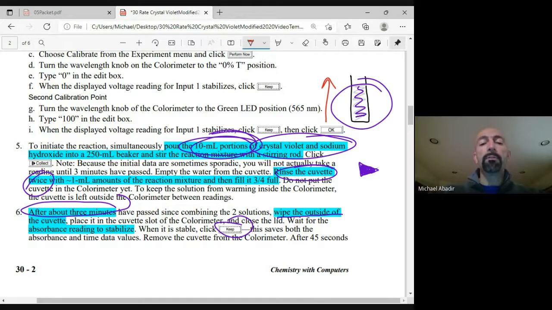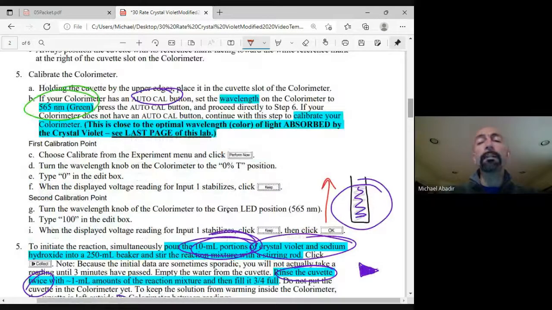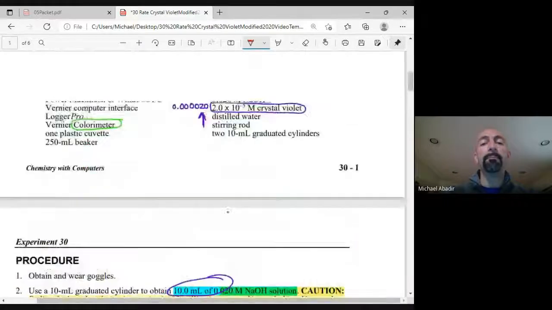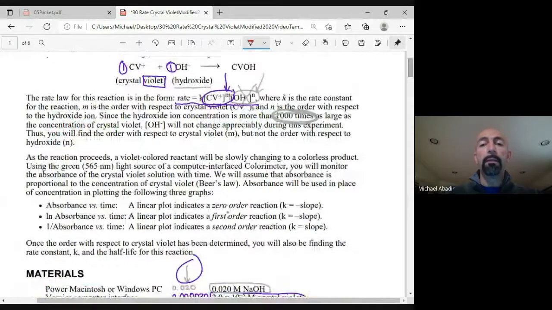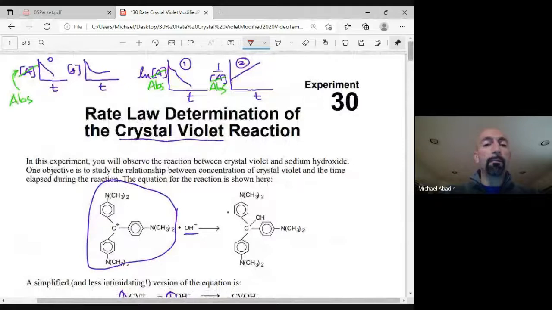So you're going to do this for about 30 minutes. Every minute, you're going to put it in, close the lid, hit keep, take it out. So every 45 seconds, you're going to kind of do this. So you have 15 seconds to put it in, let it stabilize, hit keep, take it out. So you're pretty much getting a reading every minute. It doesn't have to be perfect every minute, but close to every minute is going to be really, really good. So what you're going to do is you're going to get a graph, okay?